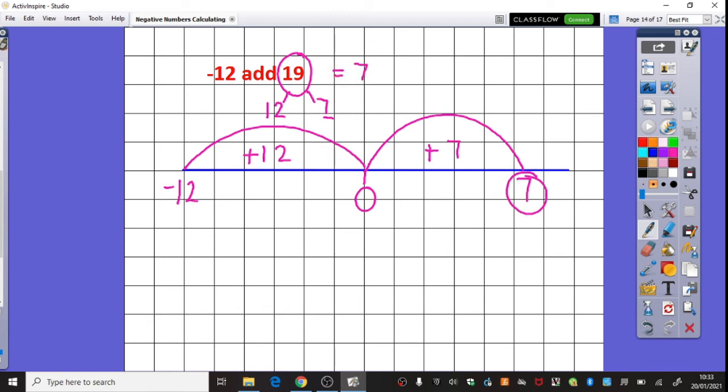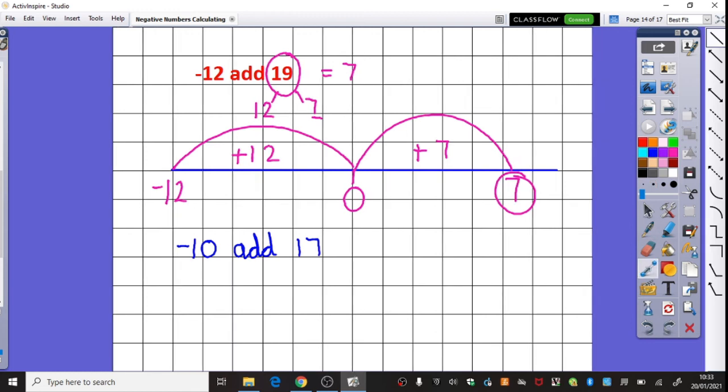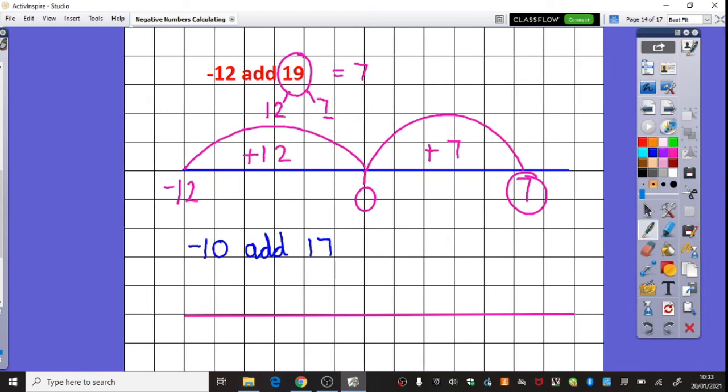Let's just do a second example. This time let's start on minus 10, and this time let's add 17 to minus 10. So I'm going to draw my empty number line there. Okay, and I'm going to start on minus 10. Now I know I need to add 17 altogether, but my first job is going to be to get to 0.